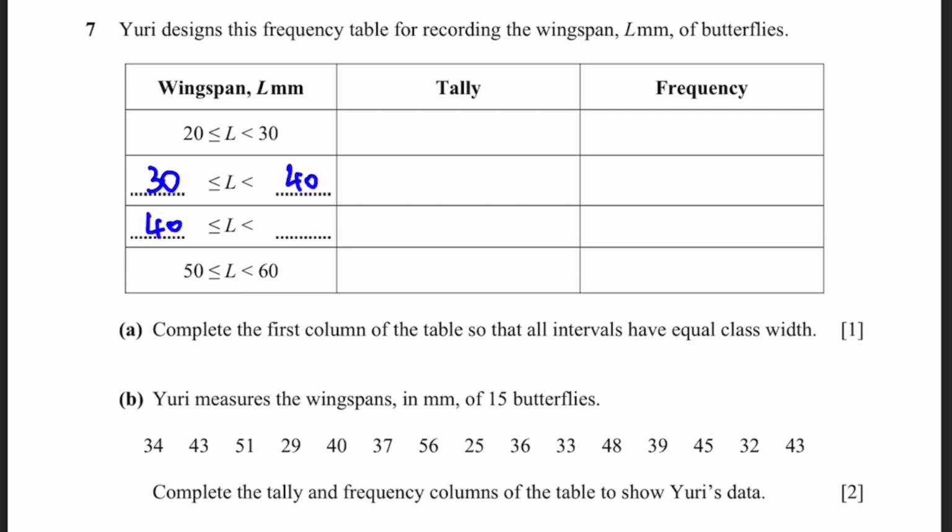40 ends with 40 plus 10, 50. So that's the answer. B. U measures the wingspans in millimeters of 15 butterflies. Complete the tally and frequency columns of the table to show U's data.